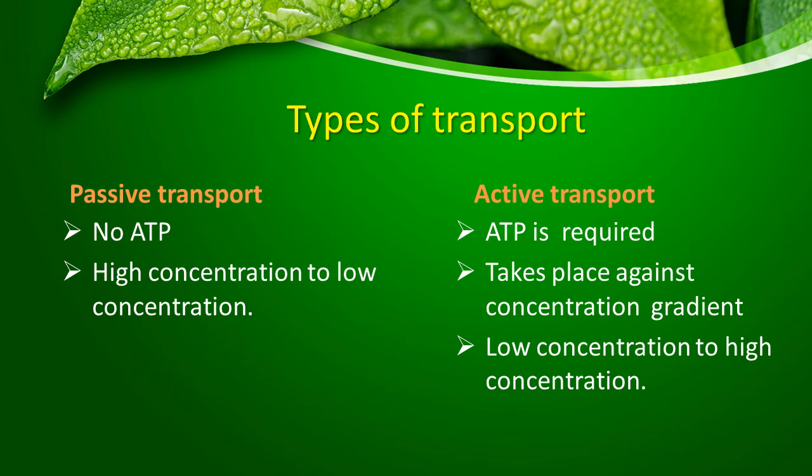Now we will see what the types of transport mechanisms in plants are. The first one is passive transport and the second one is active transport. In passive transport, no energy is required. That means the substances move from high concentration to low concentration. In active transport, energy is required for the movement of the molecules. That means the molecules move from low concentration to high concentration. It takes place against the concentration gradient.